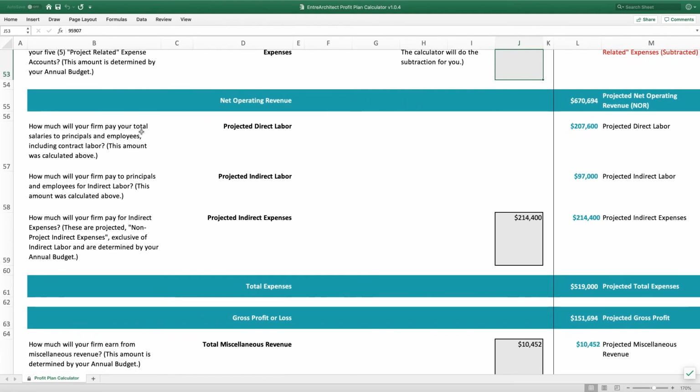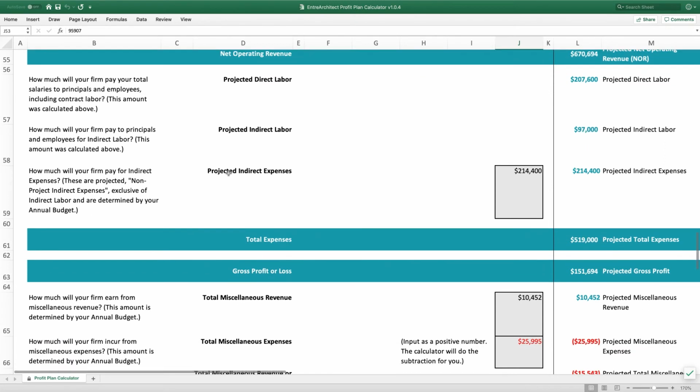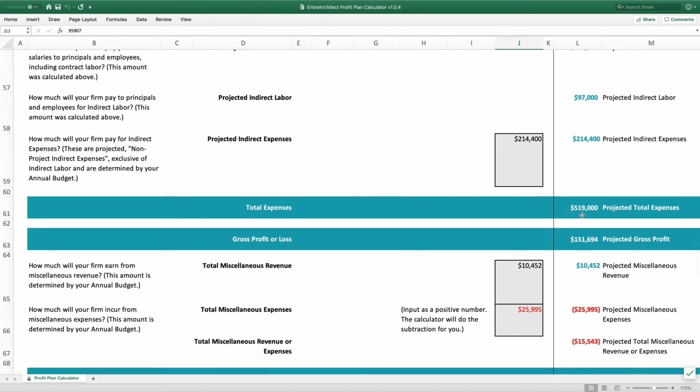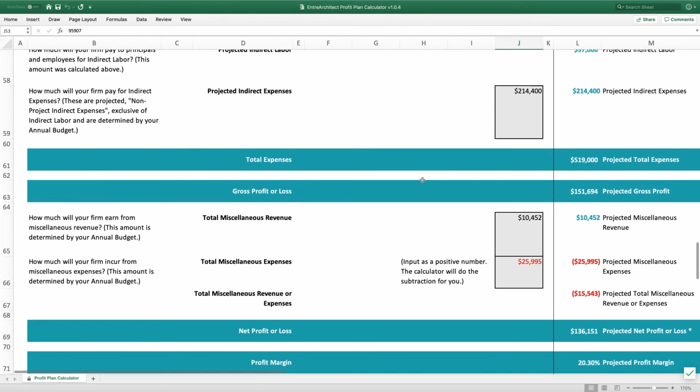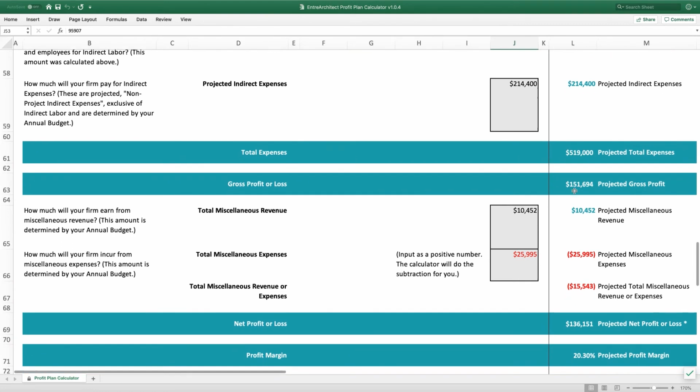How much will your firm pay in total salaries to employees and principals? So your projected direct labor is automatically calculated from above, right? When we did the worksheet, that number came up. Same thing with indirect labor, that's all happening automatically. Then your projected indirect expenses, coming off of your annual budget, you plug that number in there, and it's giving you your projected total expenses, which automatically calculates your gross profit. It's doing the math for you to give you your gross profit.